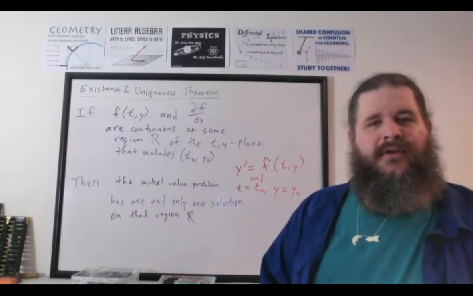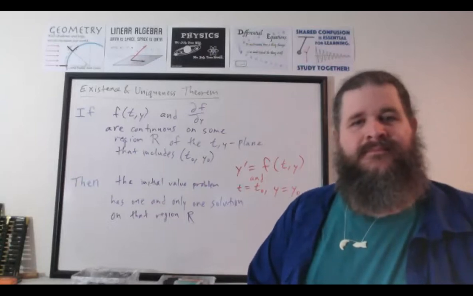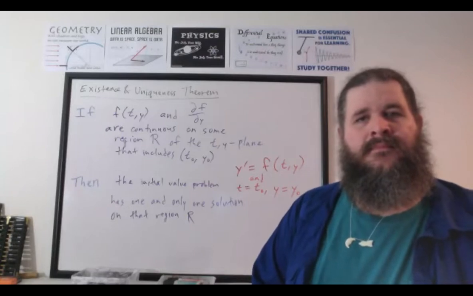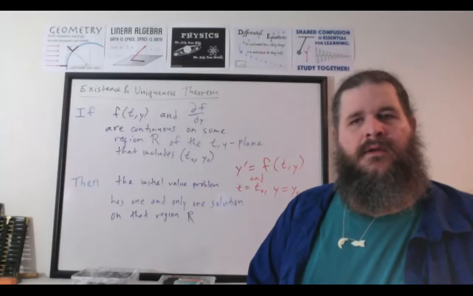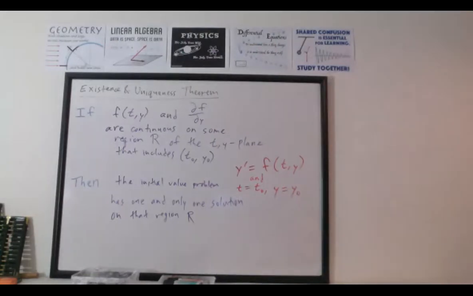Any questions on that so far? How does this play into the part of the theorem about y equals phi of t and t0 minus h less than t less than t0 plus h? Which one is that? That was part of the theorem. Yeah, that's the interval we're talking about.